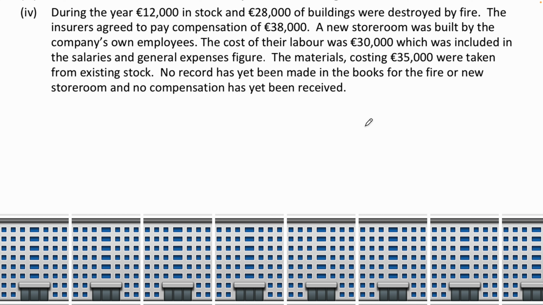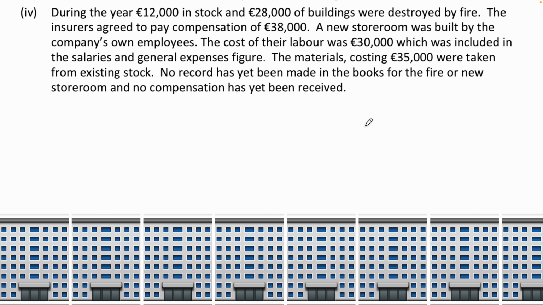So it says during the year, €12,000 in stock and 28,000 of buildings were destroyed by fire. The insurers agreed to pay compensation of €38,000. A new storeroom was built by the company's own employees. The cost of their labour was €30,000, which was included in the salaries and general expenses figure. The materials costing €35,000 were taken from existing stock. No record had yet been made in the books for the fire or new storeroom, and no compensation has yet been received.